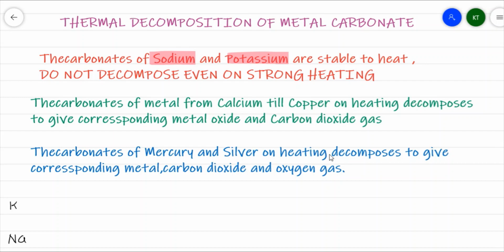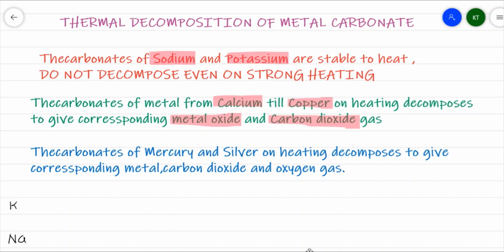But the carbonates from calcium till copper, when you heat them, decompose to give the corresponding metallic oxide and a colorless, odorless gas which is acidic in nature, that is carbon dioxide.